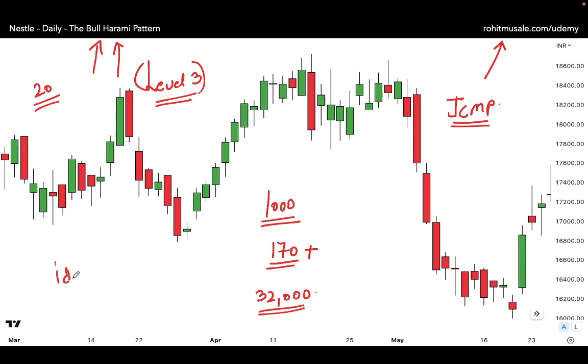Remember, for each pattern, there is an ideal version and there is a variation, because you will never get the ideal version always in the market. So you need to know what is the difference between an ideal version and a variation. If you get an ideal version of a pattern, the probability of reversal is high. If you get a variation of a pattern, the probability of reversal is low. So all of these things I teach in my program.